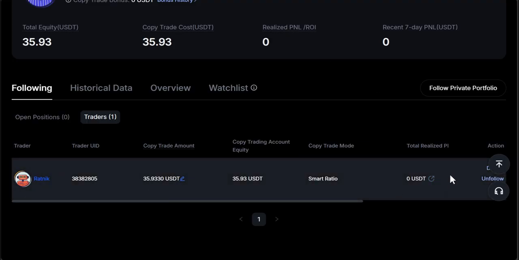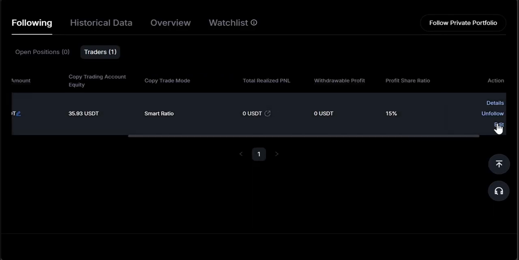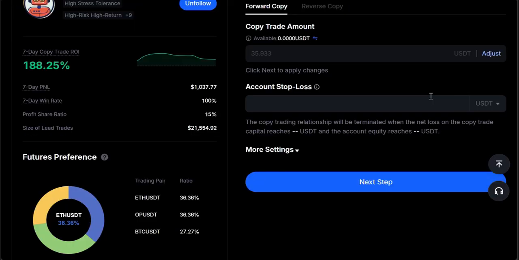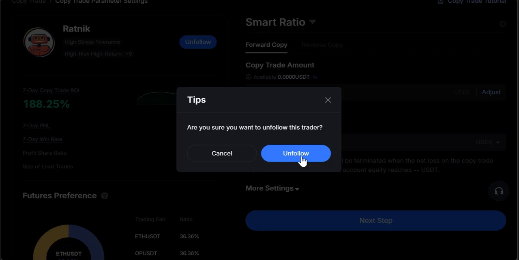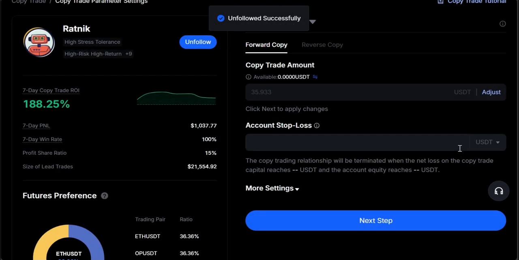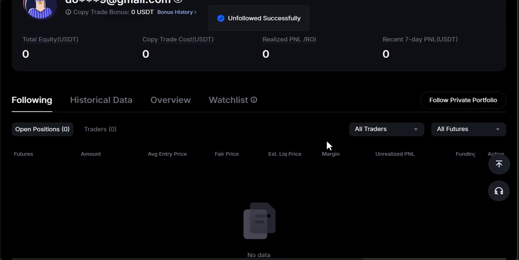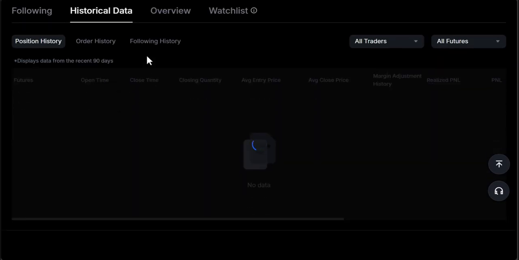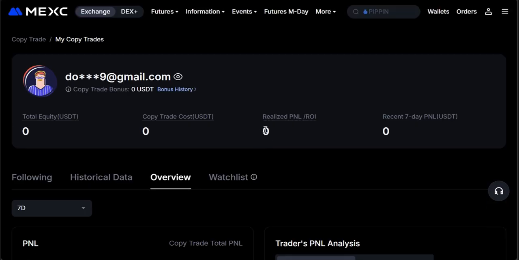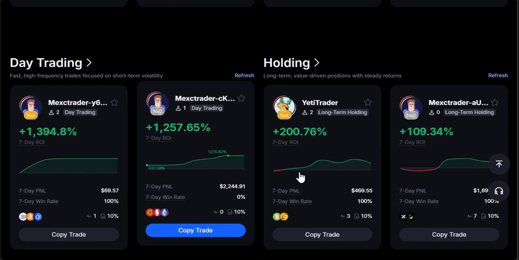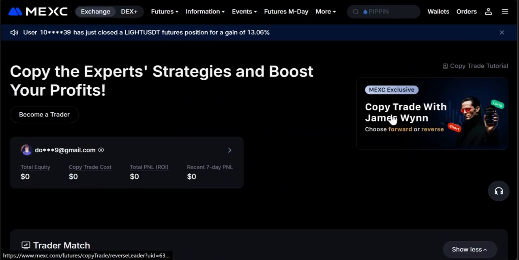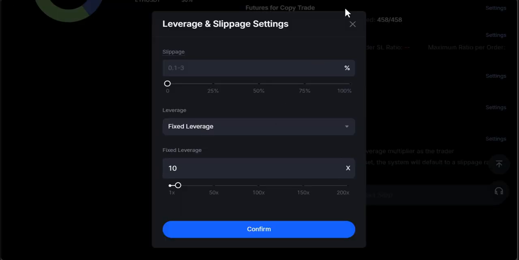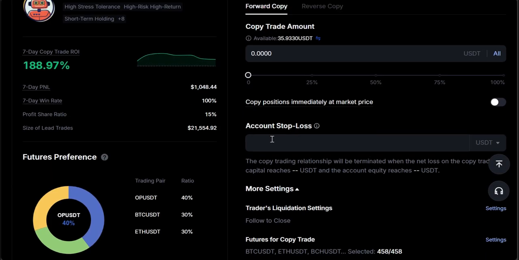On the Trader tab, you can edit settings at any time. You can increase your investment, adjust your stop loss, or unfollow a trader completely if their performance starts declining. I recommend checking your copy trades at least once a day, especially in volatile market conditions. If you see a trader's strategy changing or their drawdown increasing significantly, don't be afraid to stop copying them and find someone else. Alright, so that's the full breakdown of copy trading on MEXC.